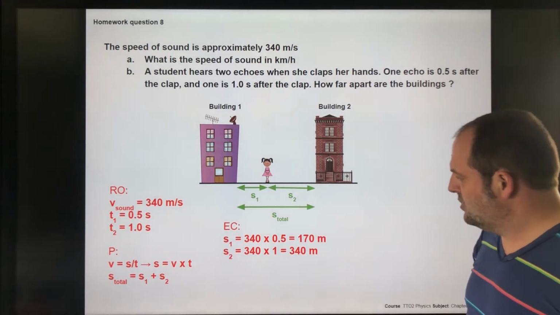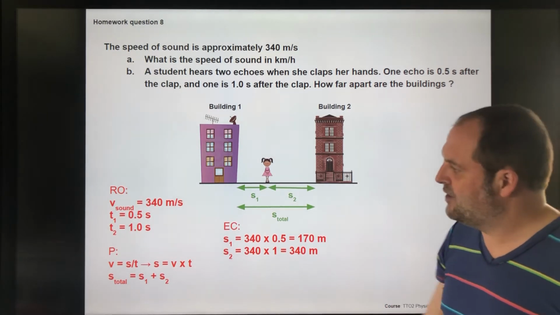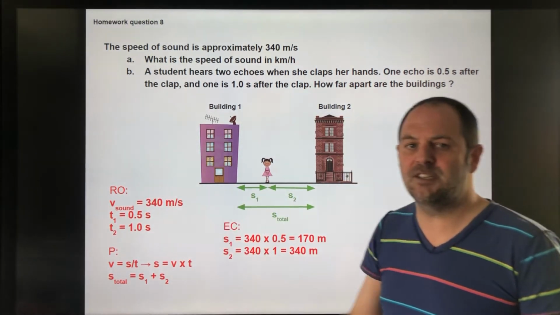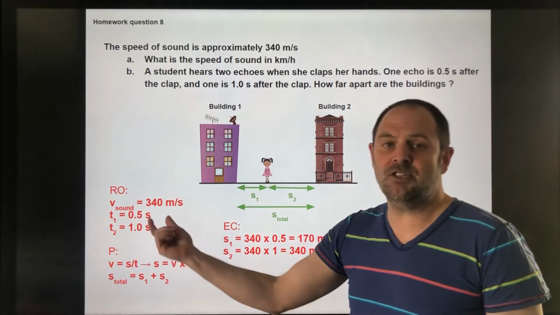The distance of number 2 is 340 meters. But now take a good look. I already mentioned that this is actually the time to travel twice the distance. So there are 2 ways to solve this. First of all, you can just divide this already by 2.